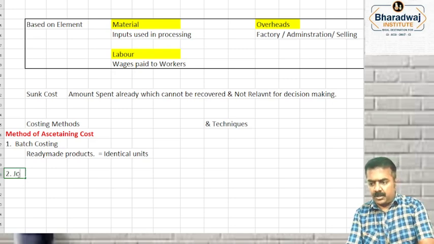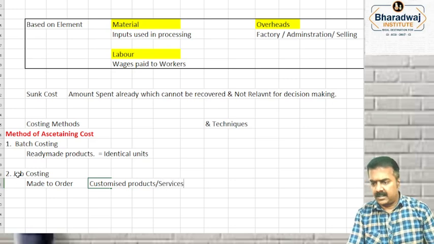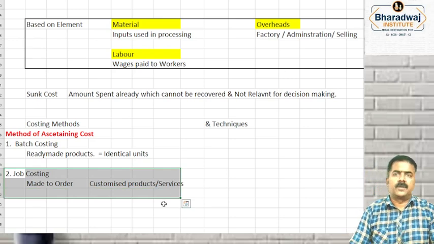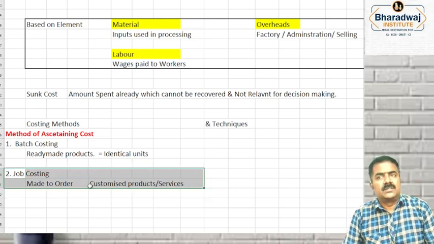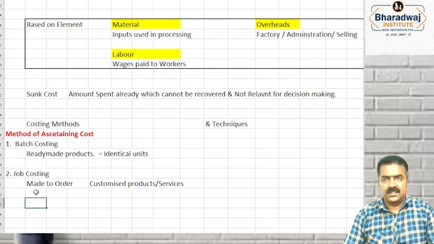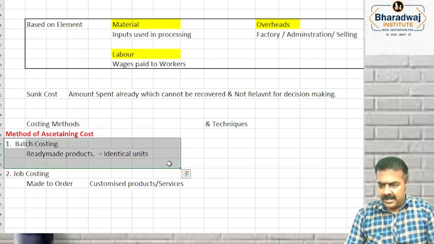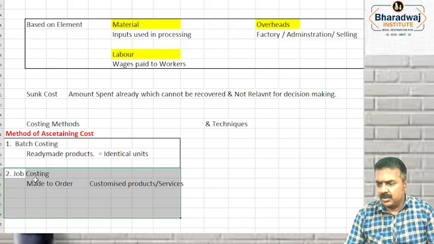Second is job costing. Job costing is nothing but made to order. Otherwise, customized product. Customized products and services will come under job costing. For example, interior decoration work. That is made to order. I make the interior decoration according to your order. Your two-wheeler service. Clear? So ready-mades, you could have seen a lot of things. Customized job costing, again, a lot of examples you can give here.